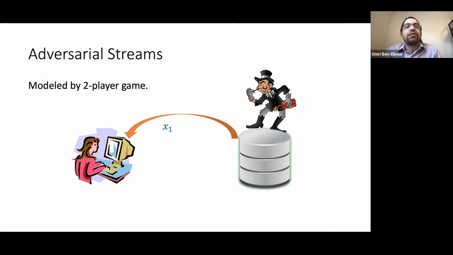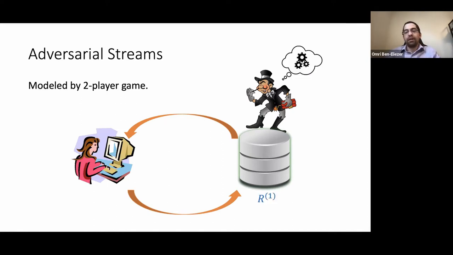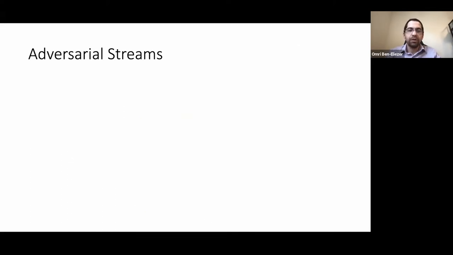Okay, so again, the adversarial model is as follows. It's modeled by two players, the adversary and the algorithm. So first, the adversary sends us some element x1. Then the algorithm provides an output r1. Now, the adversary receives this output and can choose the next element accordingly. So let's say that the adversary chooses an element x2, and then the algorithm provides an output. And now it sends another element that may depend on the previous outputs, and so on. So this is the adversarial model.